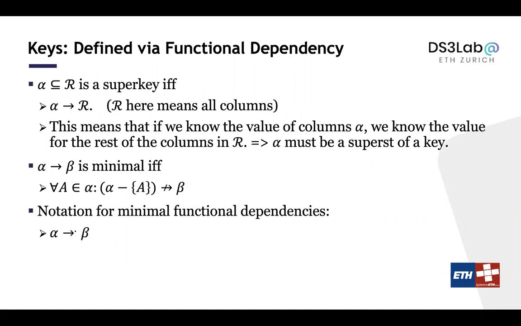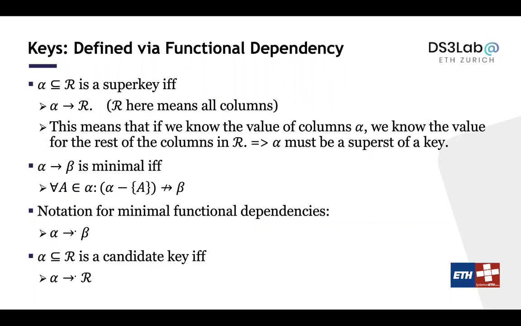And what is a key, right? So a key is essentially this. If alpha is a key, it means that you have a minimal functional dependency from alpha to the rest of the attributes in the same relation. So essentially, if all the other attributes in R are minimally functionally dependent on alpha, then alpha is a candidate key. So this is a precise definition of key using functional dependency.